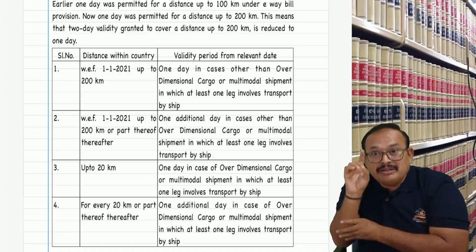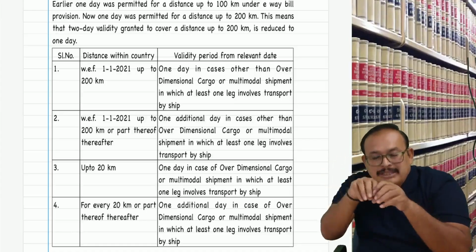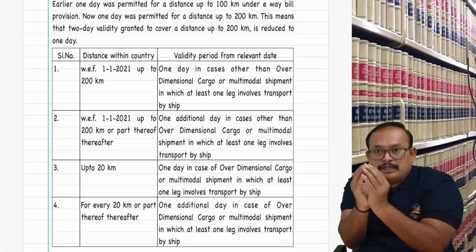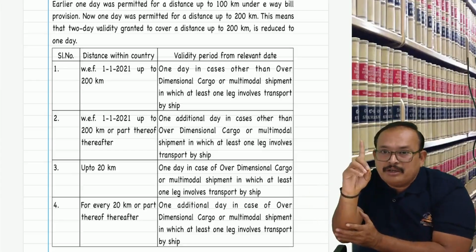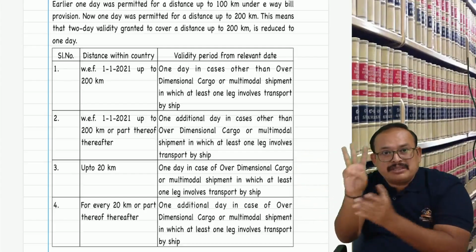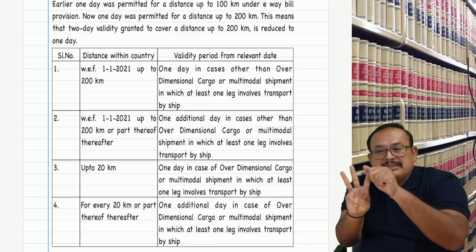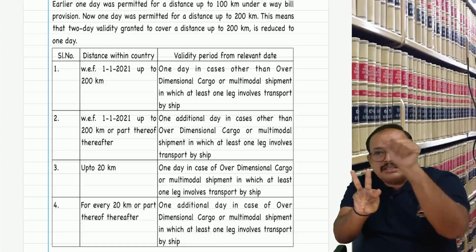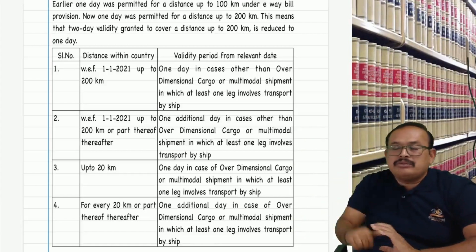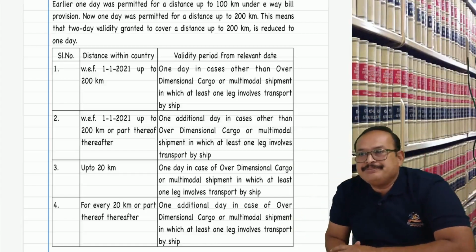Balance 100 days, sir? Not 100. 200 kilometers, 1 day. Second 200 kilometers, 1 day. 400 kilometers. Left out how many kilometers, sir? 100 kilometers, 1 day. So together how much? 3 days. 500 kilometers, 3 days. 9th August, 10th August, 11th August midnight. That is why it will end then.